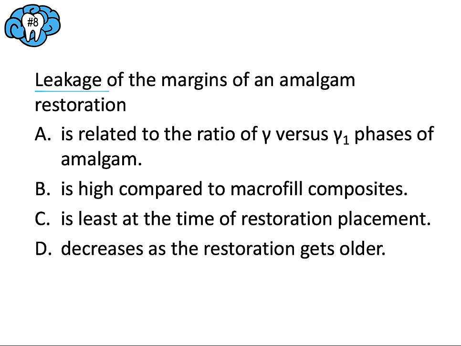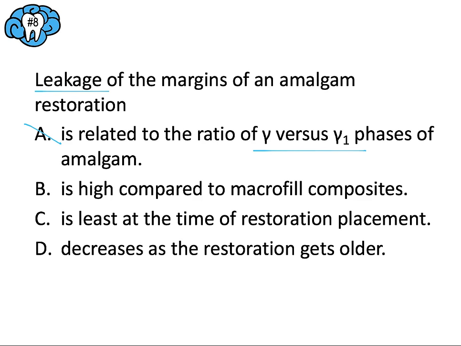But both creep and corrosion are related to the weak gamma 2 phase found mostly in those low copper amalgams. So you can imagine that corrosion and the percolation of those corrosion products is going to actually prevent leakage at the margins, and this will improve with time. So with that knowledge, let's go through the answer choices. So the ratio of gamma versus gamma 1 phases is certainly on the right track, but gamma 2 is the phase that we're after here. So this is not quite right. So A is not the correct answer.